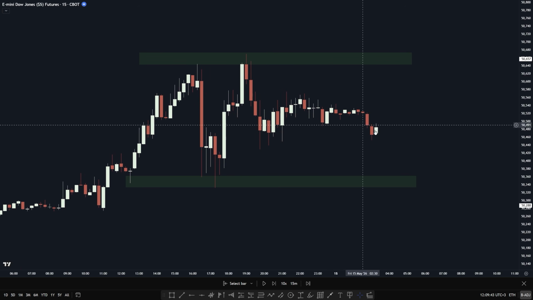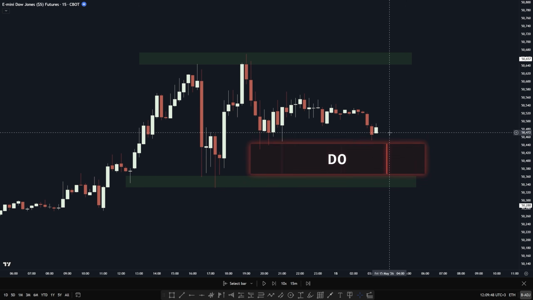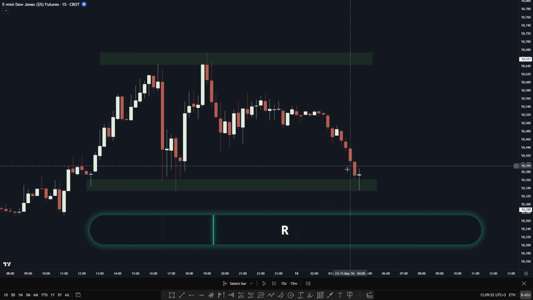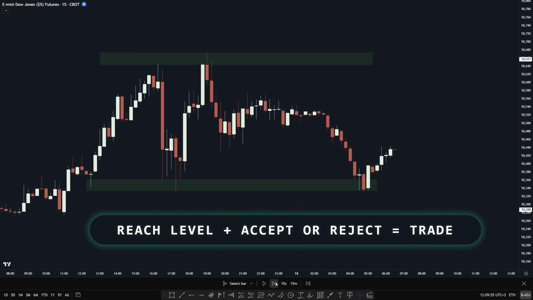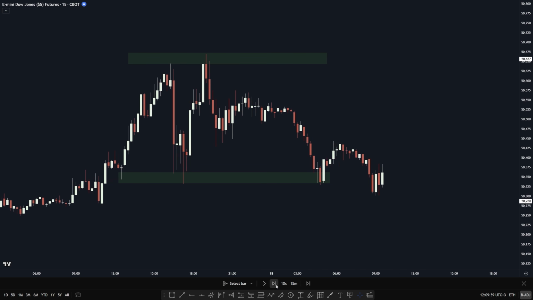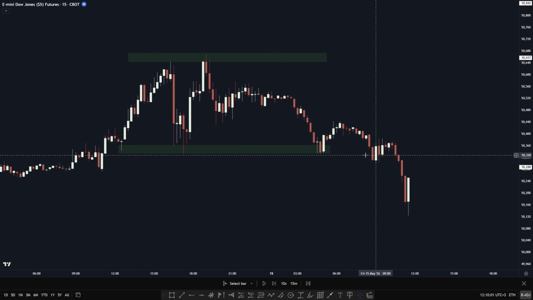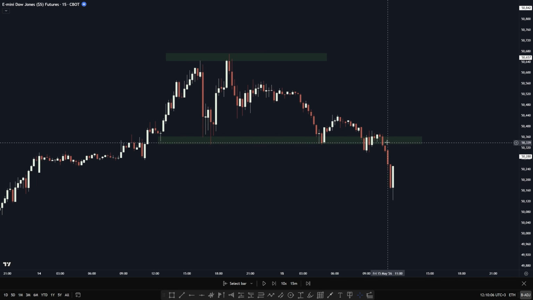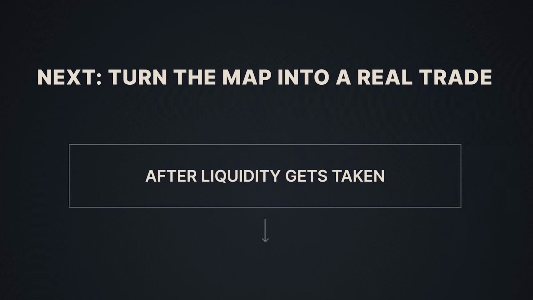Here, price is sitting between the last swing high and the last swing low. I do nothing yet. There is no trade until price reaches one of those exposed areas and shows whether the break is accepted or rejected. If structure, liquidity, and reaction are not clear on the chart, I don't force the trade. I wait for the market to make the next decision visible. The next step is learning how to turn this hidden map into a real trade setup after liquidity gets taken.